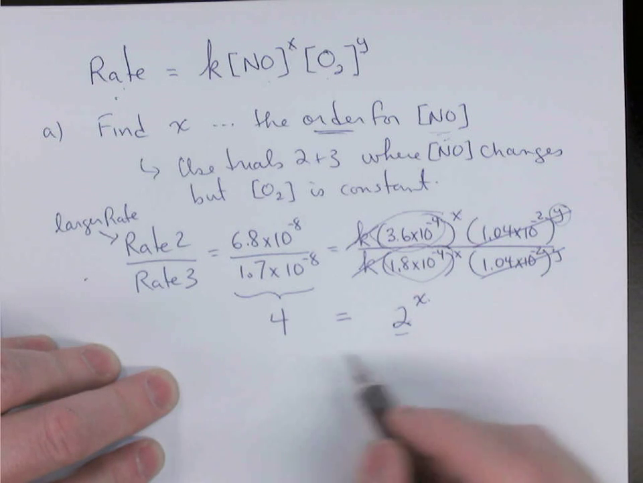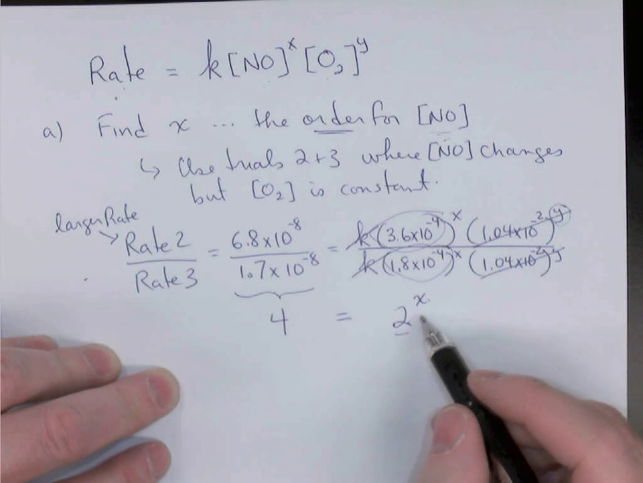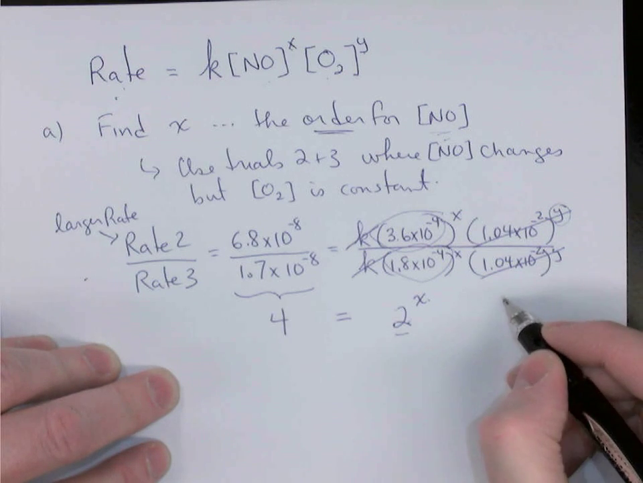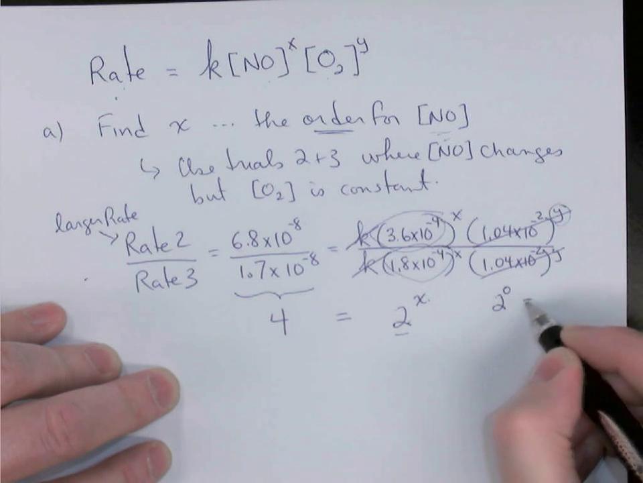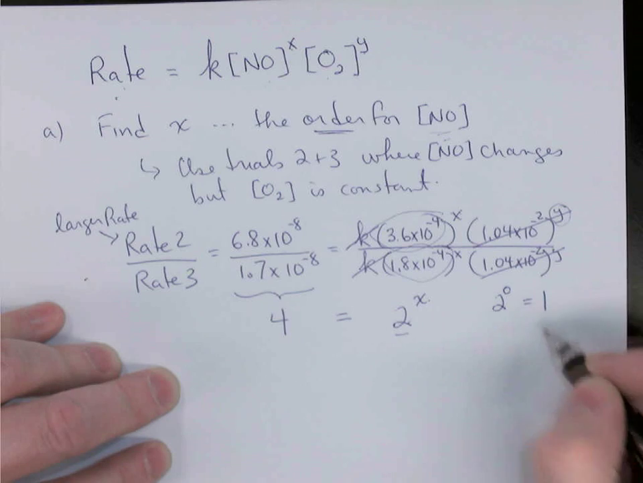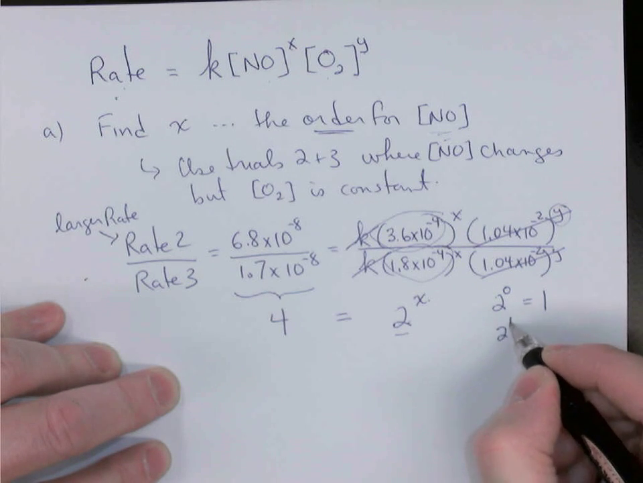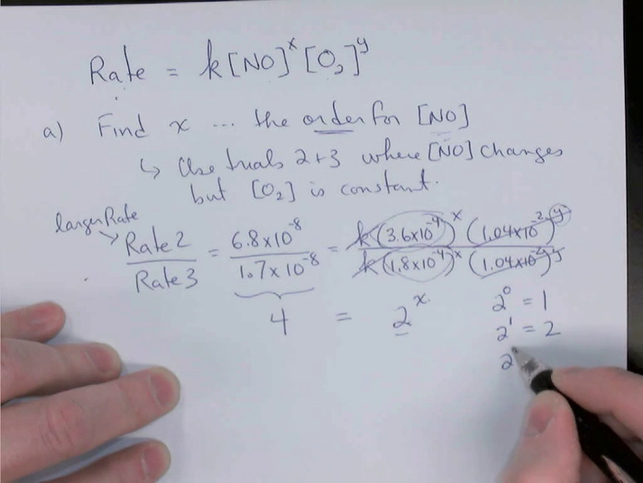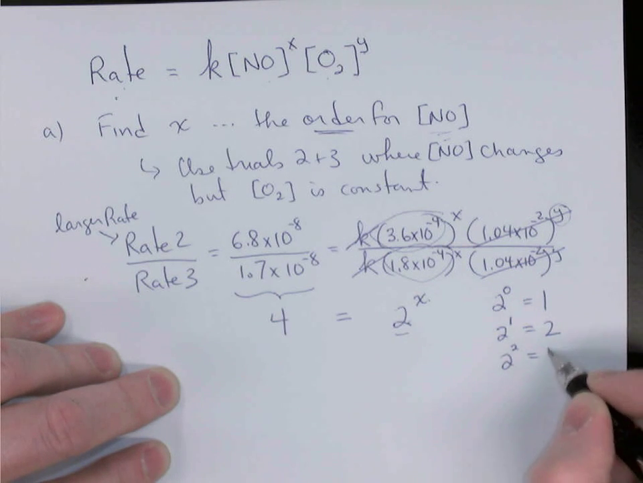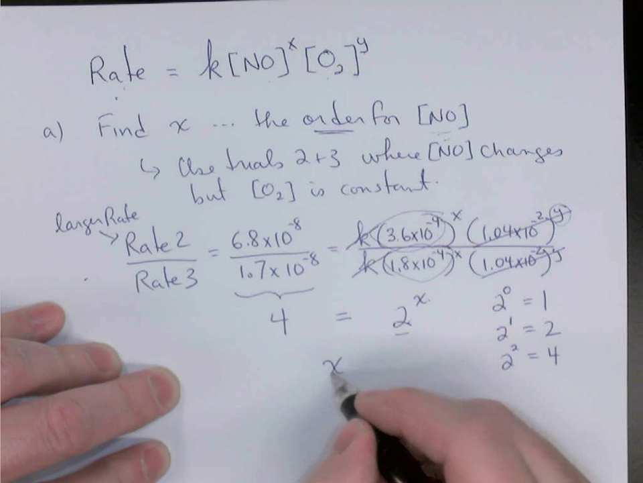Now when you look at this remaining statement, 4 equals 2 to the power of X. If you think through some simple powers of 2, 2 to the power of 0 is not equal to 4, it's equal to 1. 2 to the power of 1 is not equal to 4, it's equal to 2. 2 to the power of 2, hey, that's equal to 4. So the X here has to equal 2.